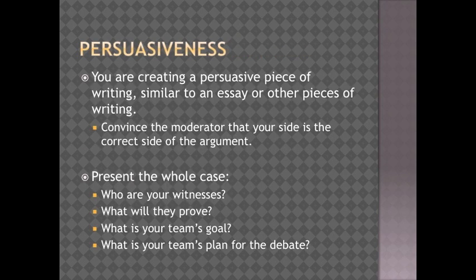So during the opening statement, essentially you are creating a persuasive piece of writing, similar to an essay or other pieces of writing you may make in your English class. But your goal is to convince the moderator that your side is the correct side of the argument. Now, in doing so, you want to be very clear and you want to present the entire case essentially in an outline format. So you want to state who your witnesses are, what those witnesses will prove, what your team's goal for the debate is, and what your team's plan for the debate is. And it's okay to be specific and mention the names of the witnesses and what you hope to achieve by using them.